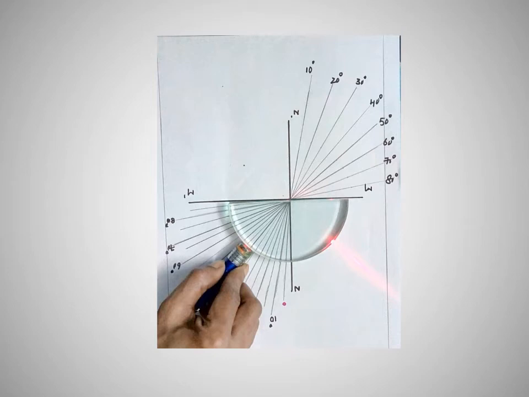When the angle of incidence is greater than the critical angle, the light ray gets reflected into the denser medium at the interface. That is, the light never enters the rarer medium. This phenomenon is known as total internal reflection.